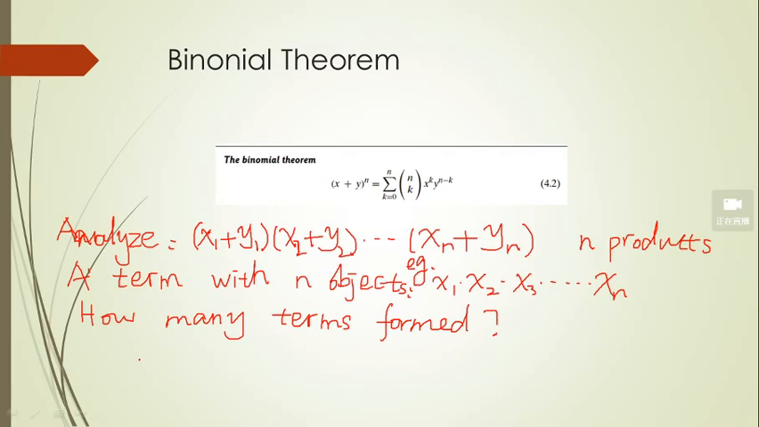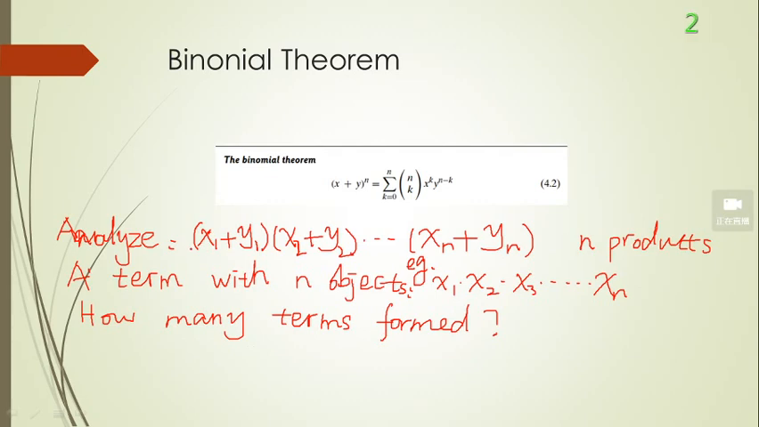Think about it. How many terms are we going to form? In each parenthesis, you are going to choose one element, one object. Let's call those x1, y1, x2, y2, and so on, as objects. So how many terms are you going to form?